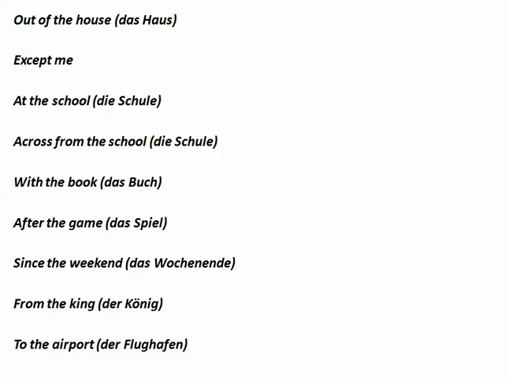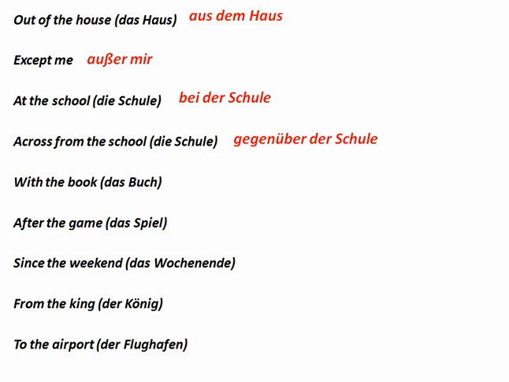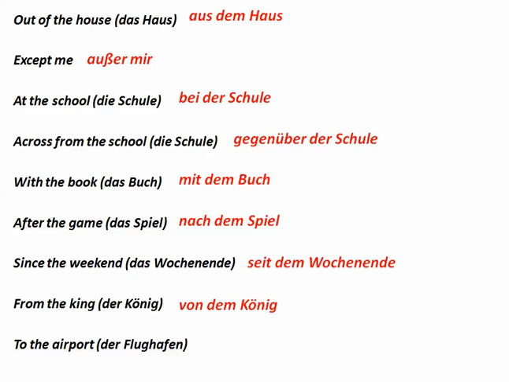Okay, so here are some prepositional phrases utilizing these prepositions in the dative case. Out of the house, aus dem Haus. Except me, außer mir. It's like except for me. At the school, bei der Schule, across from the school. Gegenüber der Schule, with the book. Mit dem Buch, after the game. Nach dem Spiel, since the weekend. Seit dem Wochenende. From the king, von dem König, and to the airport, zu dem Flughafen. And you can say zum, which is a contraction of zu dem.